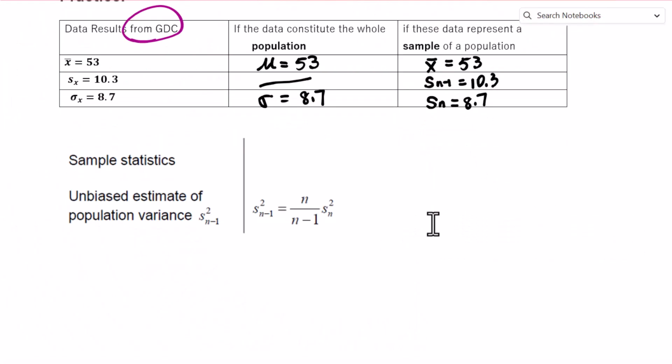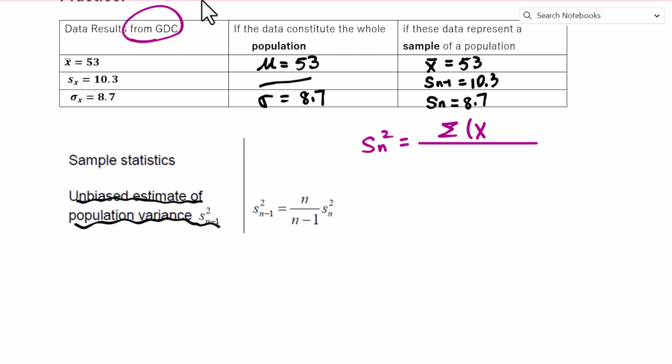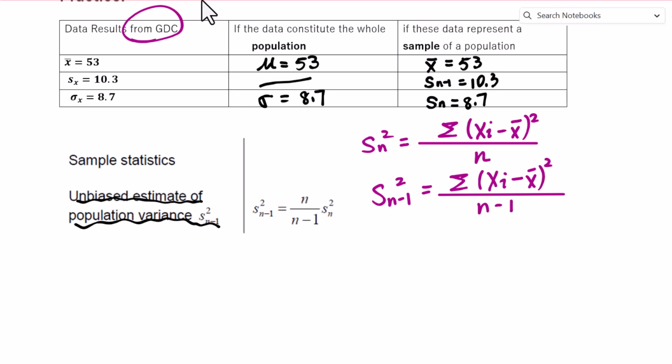Let's talk about the unbiased estimate of population variance s sub n minus 1 squared. Standard deviation measures how the data points spread out from the mean. So s sub n squared equals sigma of (xi minus x bar) squared over n. S sub n minus 1 squared equals sigma of (xi minus x bar) squared over n minus 1.